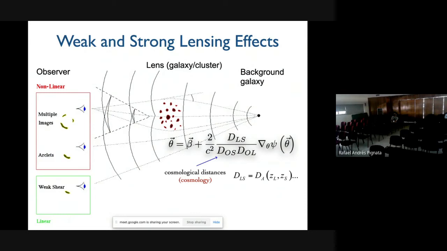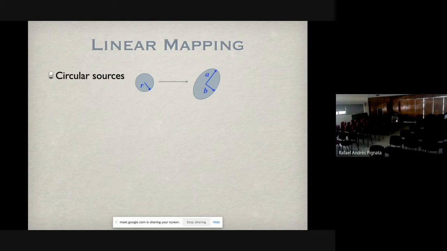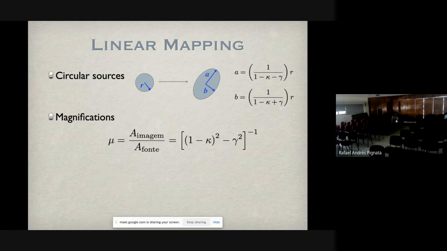So we can skip this, which you already saw yesterday, just to remind you of the effect of the mapping. In this case, you can look at the local mapping of the source, because it's a linear mapping, it's really a weak effect. So we can look at the local distortions. As we saw yesterday, if the source is a circle, the image in the linear mapping will be an ellipse, and the axes of this ellipse are given by the eigenvalues of the Jacobian matrix. If you measure the variation in size, which is exactly the magnification, it will be given by this expression. And if you measure the ratio of the axes, you can assign an ellipticity. For a circular source, this ellipticity is just given by gamma over 1 minus kappa.